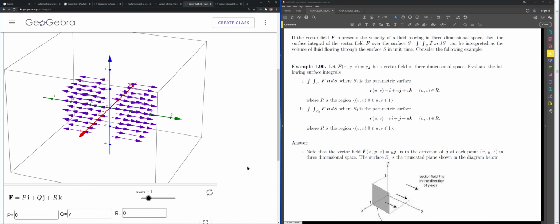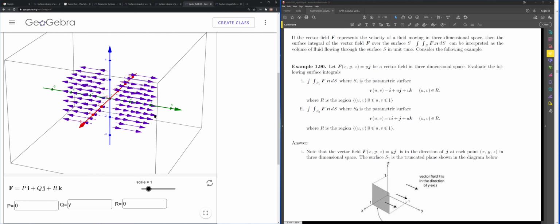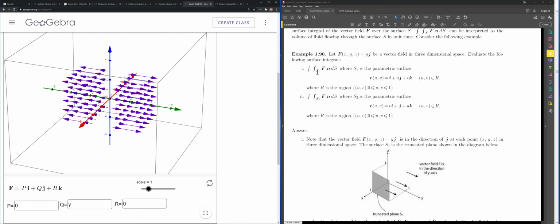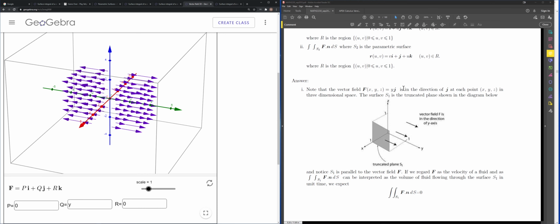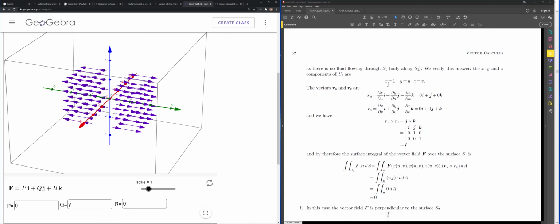Okay, so this is the vector field to start off with. And now what we want to do is work out the surface integral for this vector field, where your first parametric surface is given here. So notice here, the x is equal to 1, the y is equal to u, and the z is equal to v. So what this is giving me is a truncated plane.